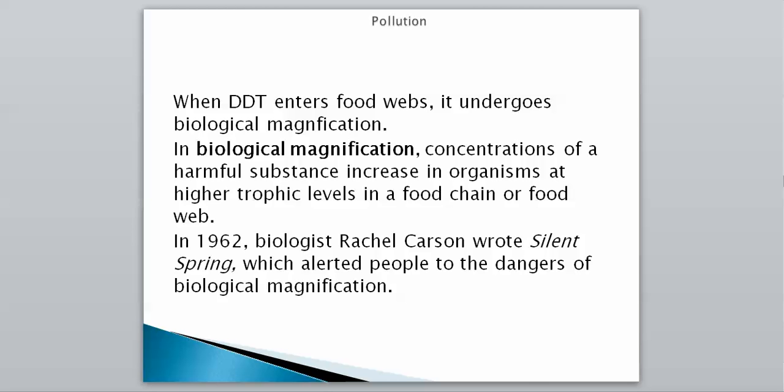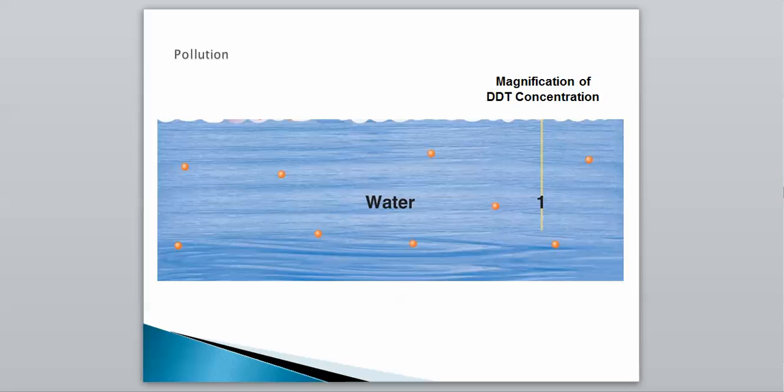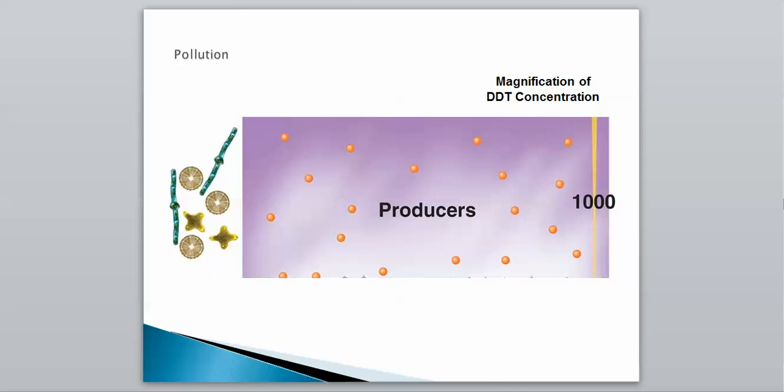So here's how DDT can build up, how the harmful substance increases in organisms at higher trophic levels in food chains or food webs. Our first step is we have water. In this water, you can see our orange dots, and that is the DDT. That is our pollution. So not too high of a concentration. However, there are plants that live in the water. When the plants take up the water, they take up DDT, and the DDT gets stored in their tissue.